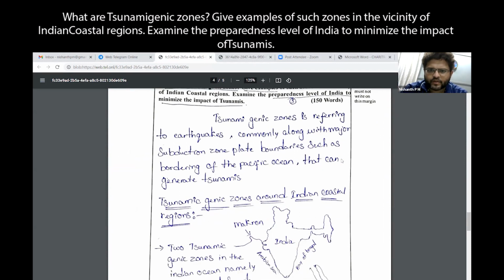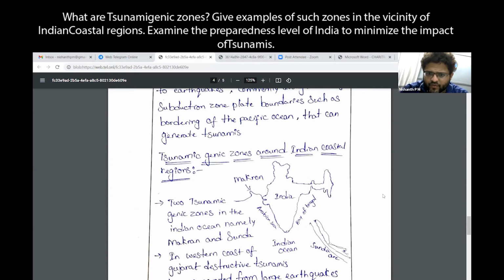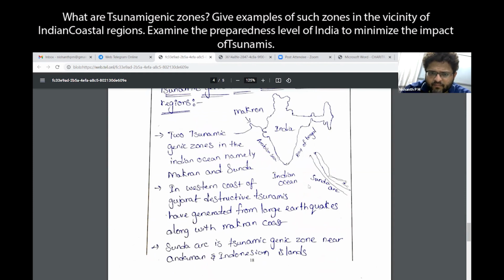Okay. The zones which generate tsunamis. Yes, good. This is what I was saying. Draw a small map and explain the tsunami-genic zones. Genic zones means where the genesis happens, the birth of tsunamis takes place. But you have not labeled the diagram. Soumya, you have to label the diagram.